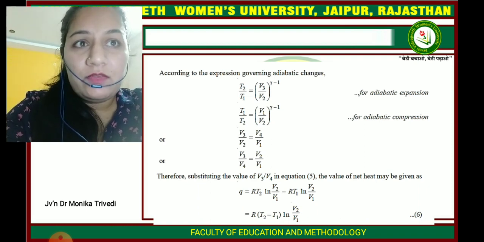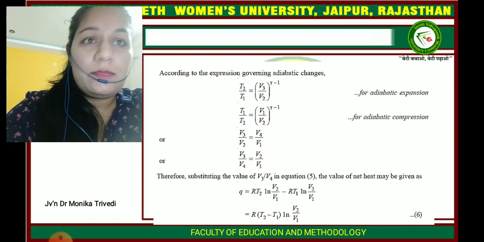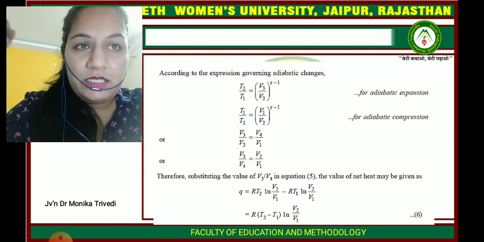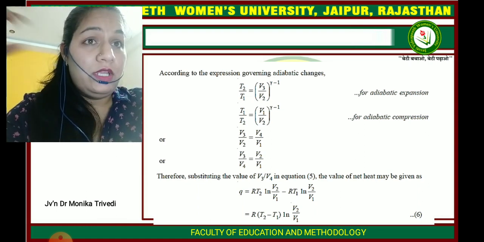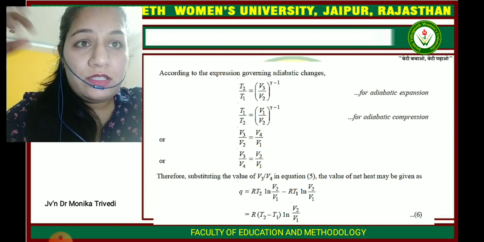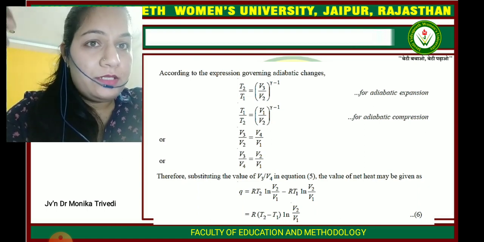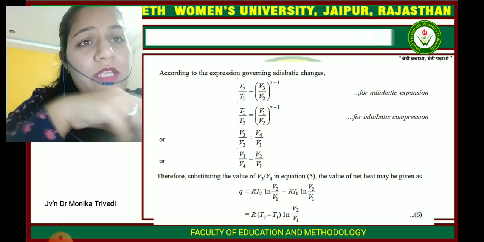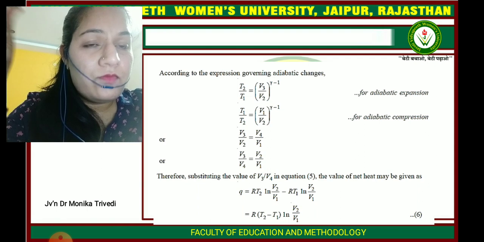According to the expression for adiabatic processes, T2/T1 is equal to (V3/V2)^(gamma minus 1). And for the adiabatic compression, T1/T2 is equal to (V1/V4)^(gamma minus 1). If we equate both equations, V3/V2 is equal to V4/V1, or we can put V3/V4 is equal to V2/V1.